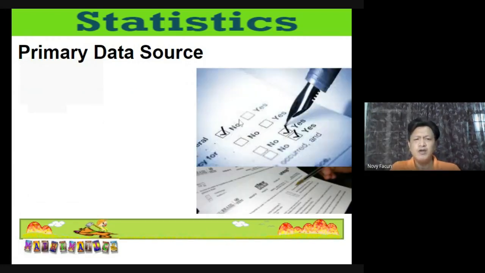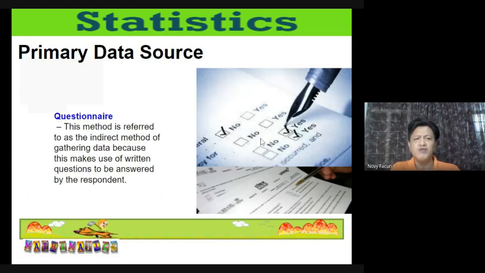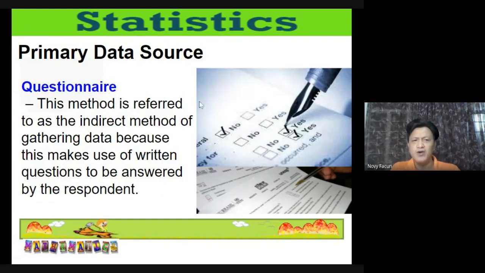Next, so dito naman sa primary data source natin, we call this questionnaire or this is a survey, no? This method referred to as the indirect.